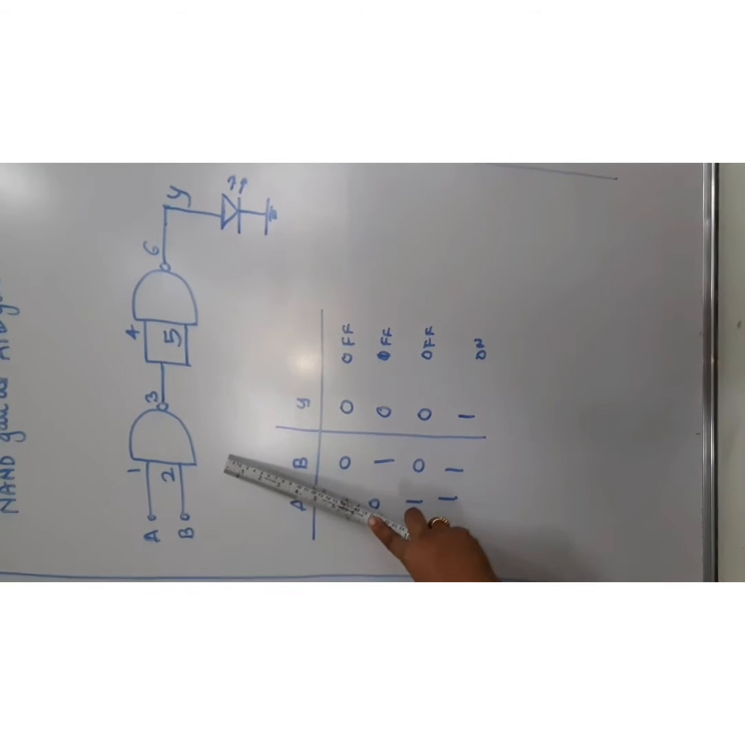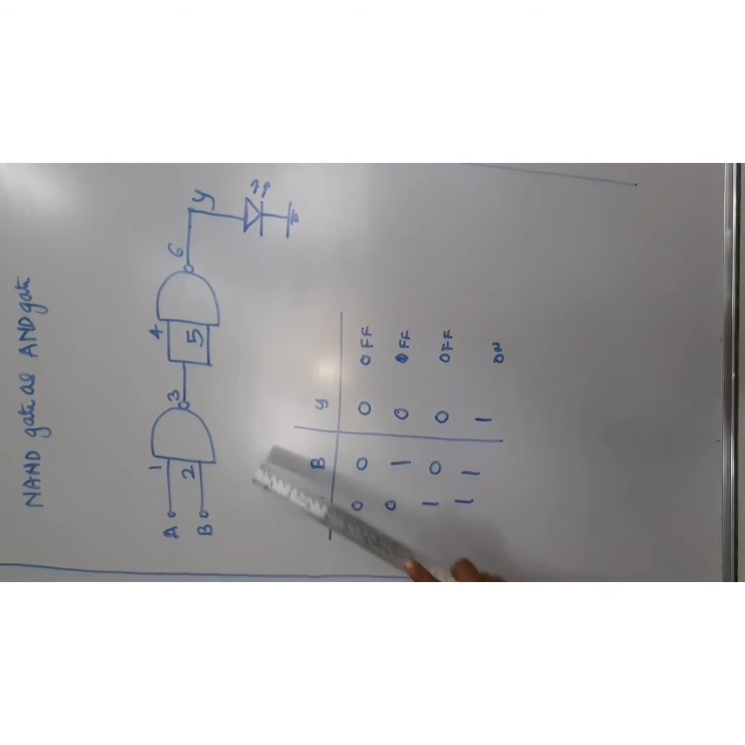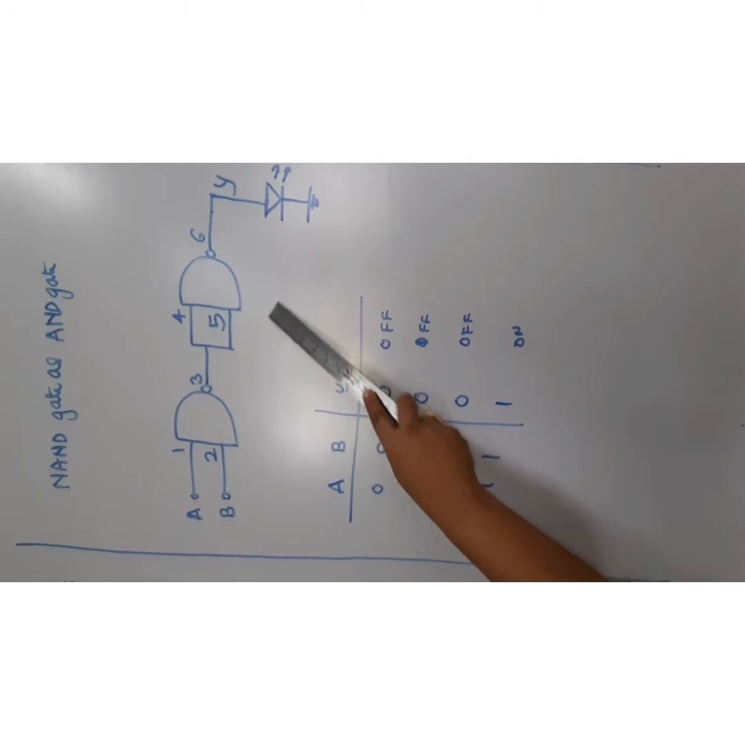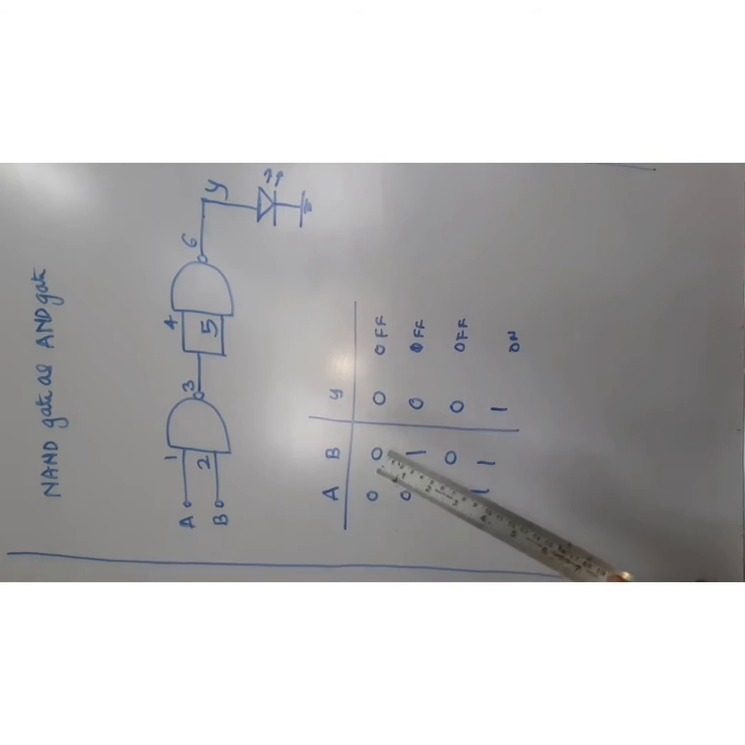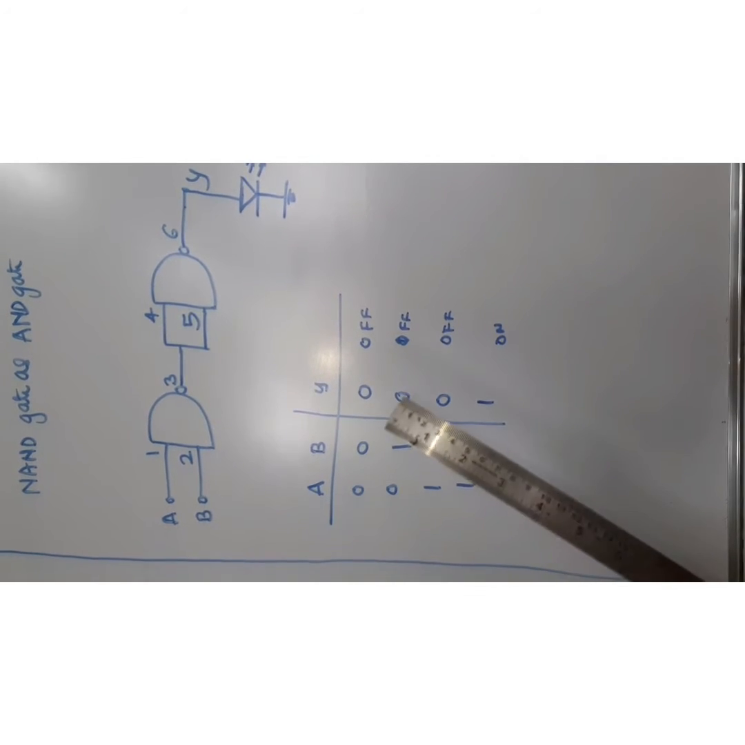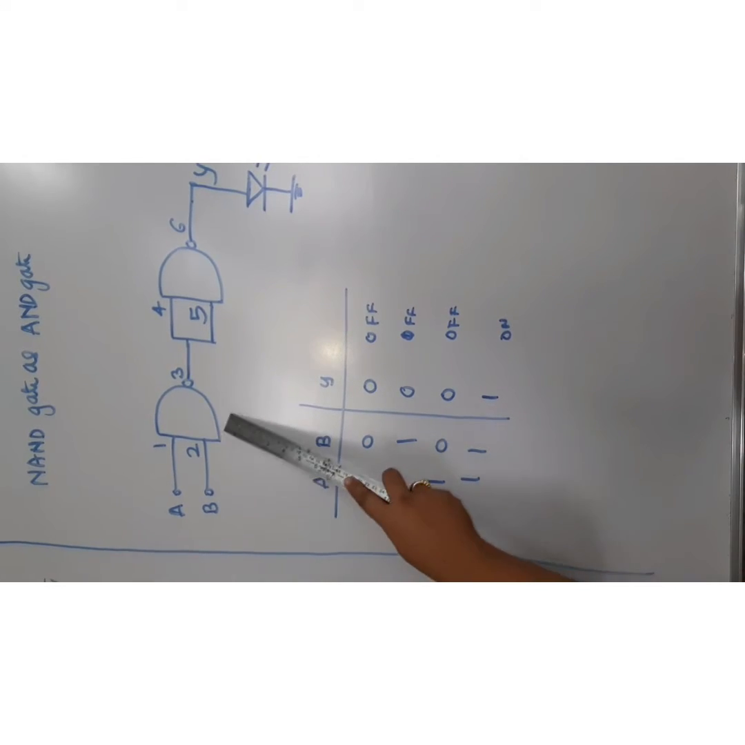This is of NAND gate as AND gate. Here we will need 2 NAND gates. This is first and this is second. In a single IC of NAND gate there are 4 NAND gates. Out of that we are going to use 2. And the connections will be like this.